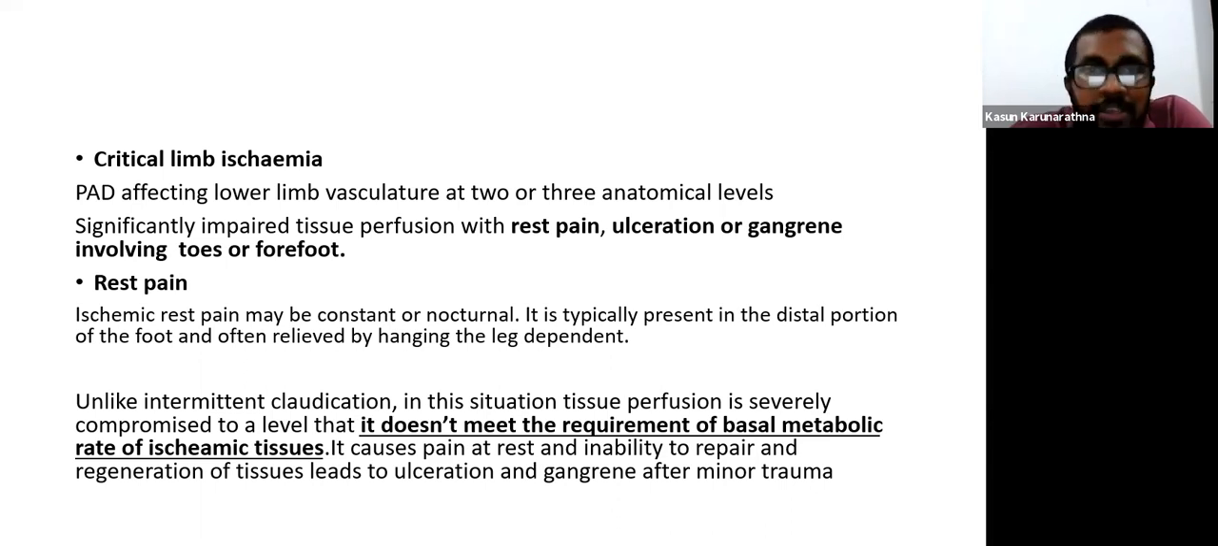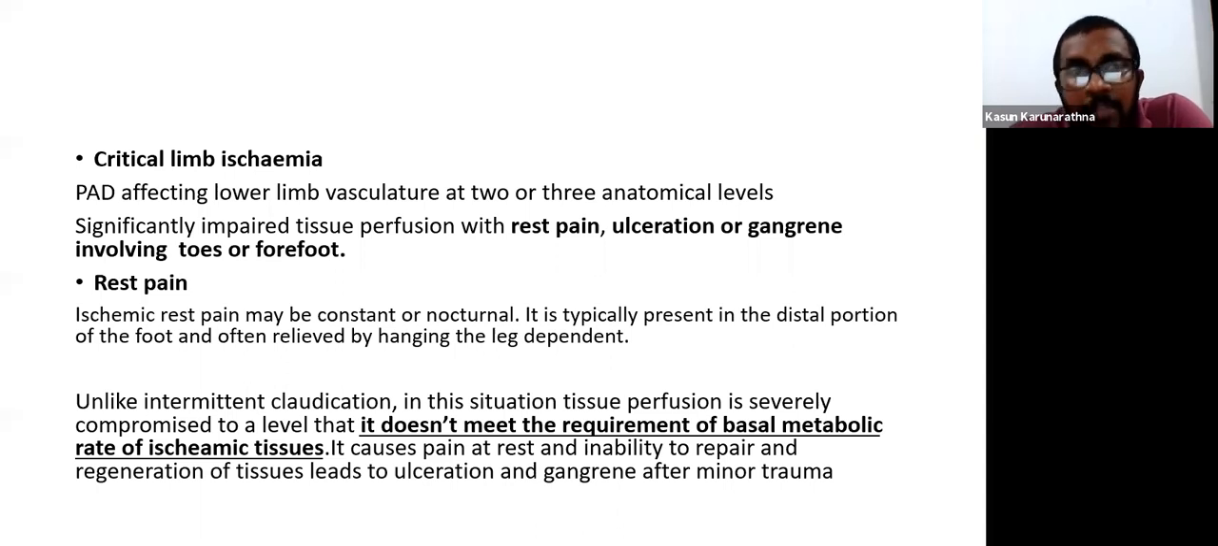And obviously, if blood supply is inadequate to maintain basal metabolic rate, it is obvious that blood supply is inadequate to provide adequate nutrition for wound healing, right? So if the patient gets small wounds due to minute trauma, these wounds will progress because blood supply is inadequate. The wound healing process will be impaired. So if patients develop ulcers, they will progress without healing, and there is a risk of infection as well.